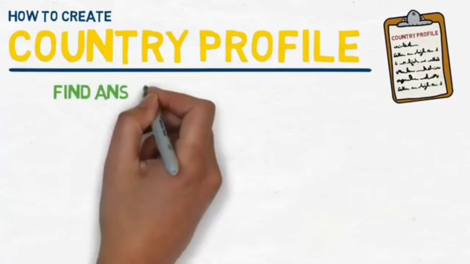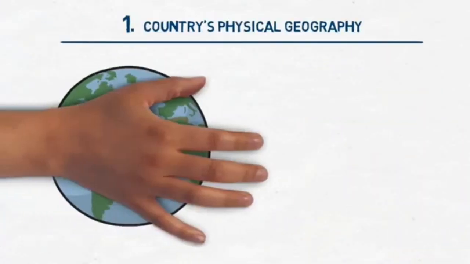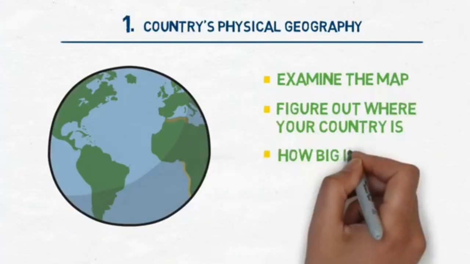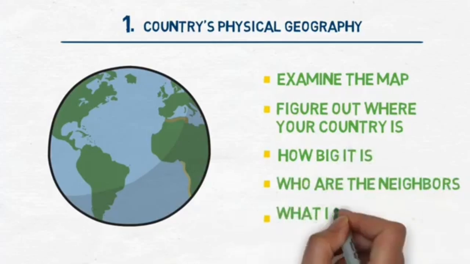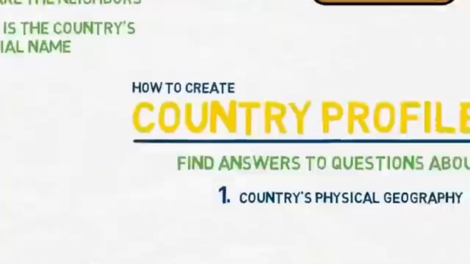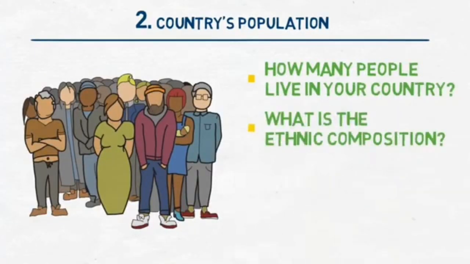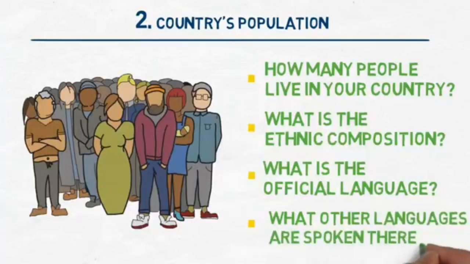The best way to do it is to find answers to questions about the country's physical geography, examine the map, figure out where your country actually is, how big it is, and determine your neighbors. Also, do not overlook information about what your country's official name is. Country's population. How many people live in your country? What is your country's ethnic composition? What is your country's official language? And what other languages are spoken there?